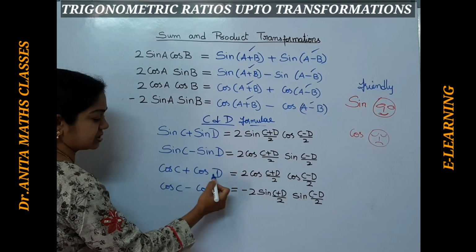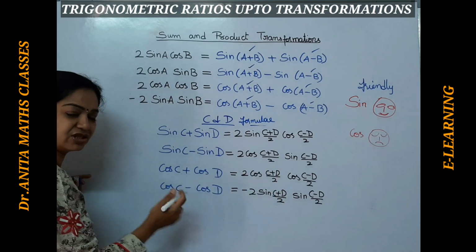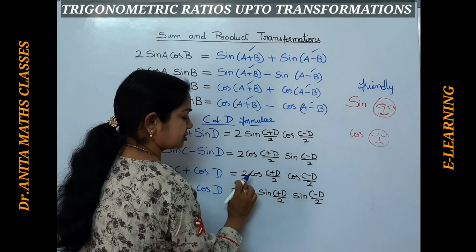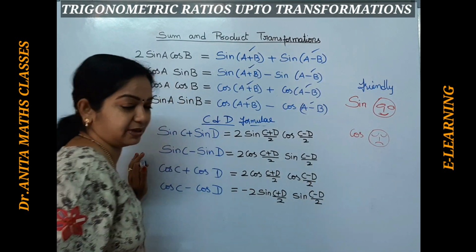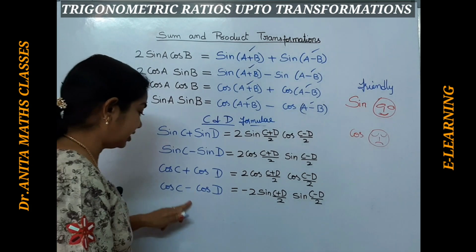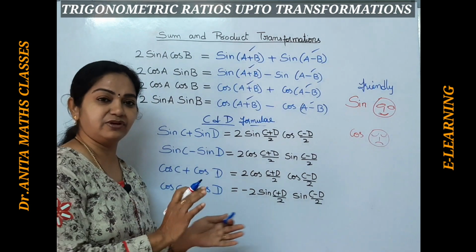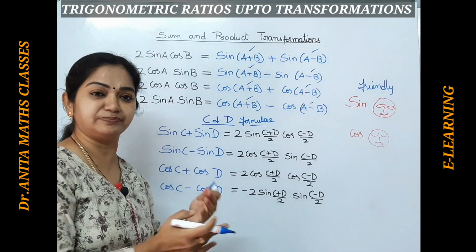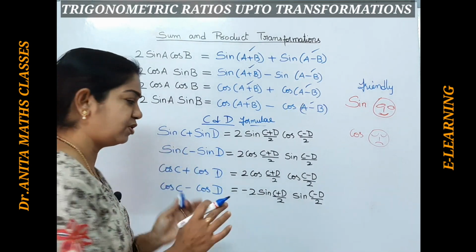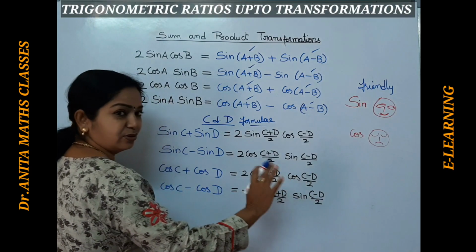The third one is cos C plus cos D. It is a stubborn function, so it will not take any sine with it. So it goes with only cos. 2 cos C plus D by 2, cos C minus D by 2. Then if you are taking minus in the cos, so when we are taking subtraction, we are not involving cos, means it doesn't mingle with cos, isn't it? So if you are taking sine, all will be sine, no cos will be involved.